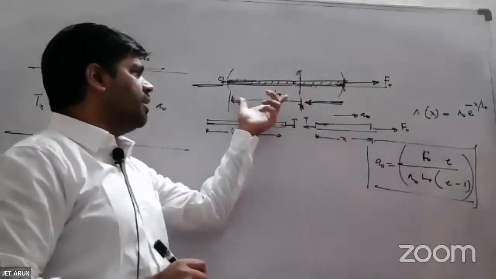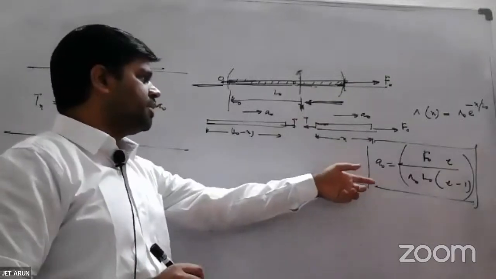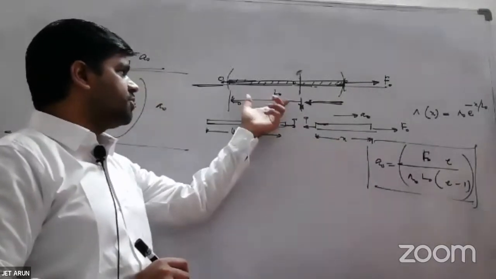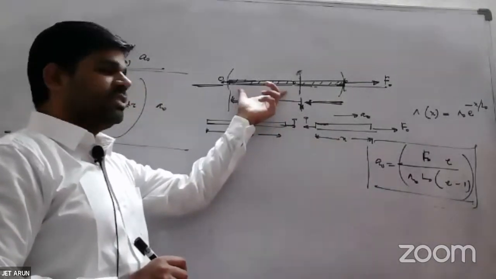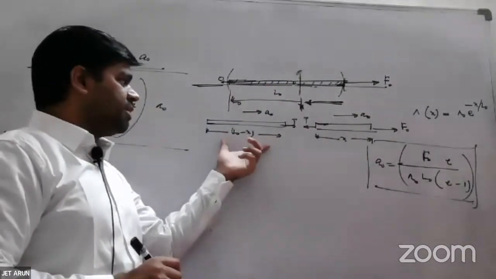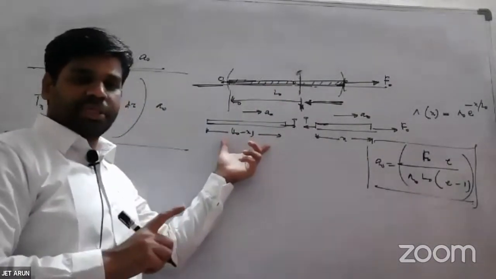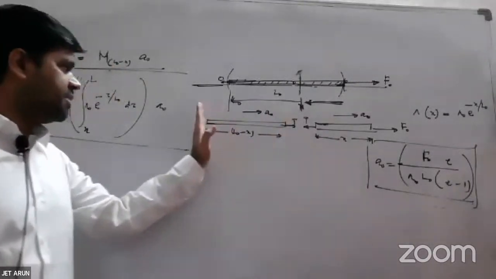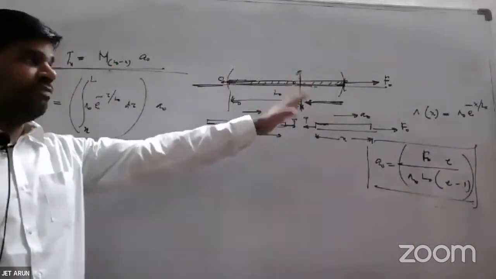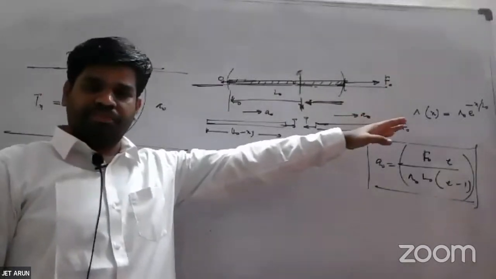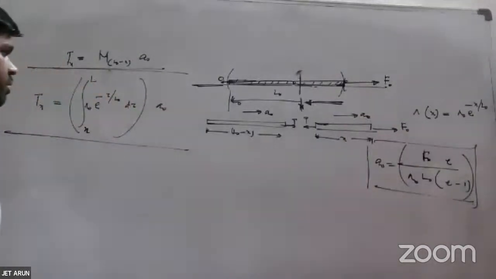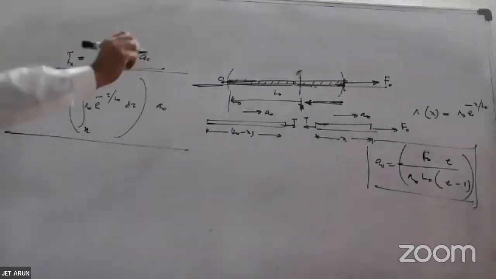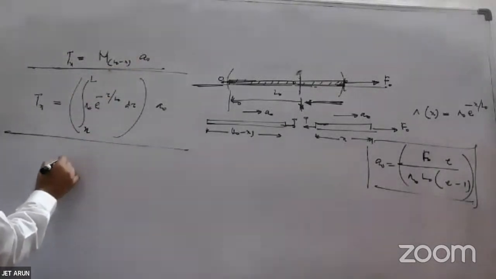For the total mass, I integrate from 0 to L. But I need only the mass from X to L, this part, which is of length L naught minus X. So I don't integrate from 0 to L naught minus X. I integrate from X to L because this is at a distance X and this is at a distance L from the end, from where lambda is measured. Can you now integrate this and tell me the answer?